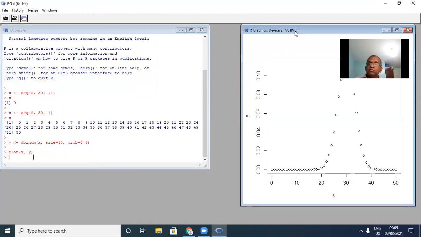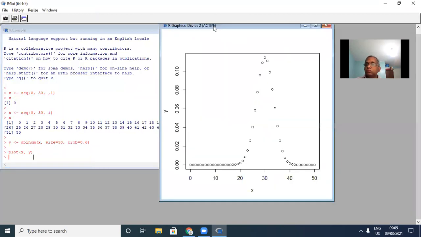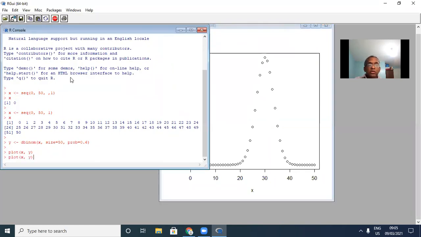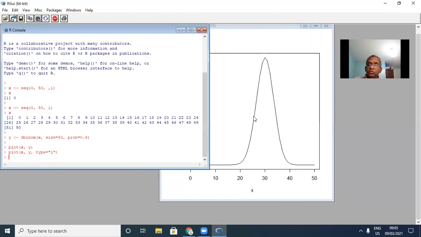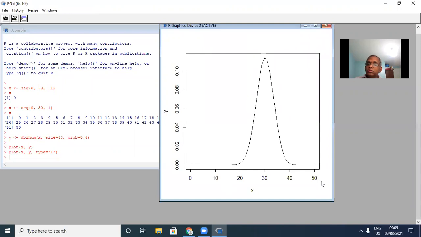So this is the plot of the PMF, or the probability mass function of the binomial. If you like, you can join the points together. To join the points together, you can use type equal to L. L stands for line. The L should not be confused with 1, right? It is L, not 1. So if you type, this is what you see. Now you get a smooth curve, right? So that's how you plot the density of a binomial.